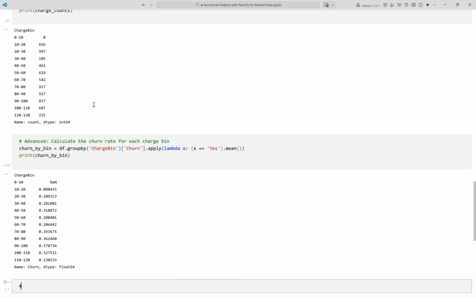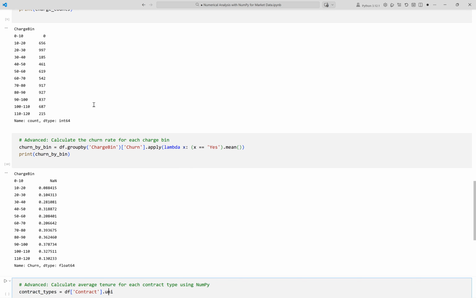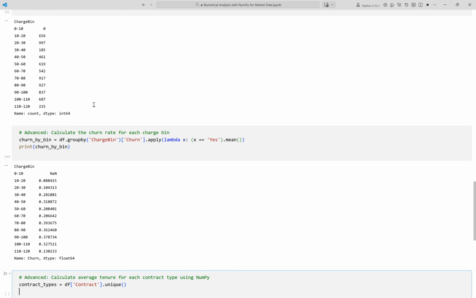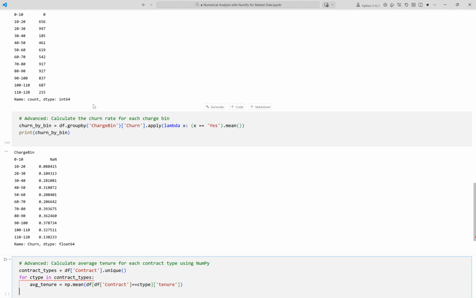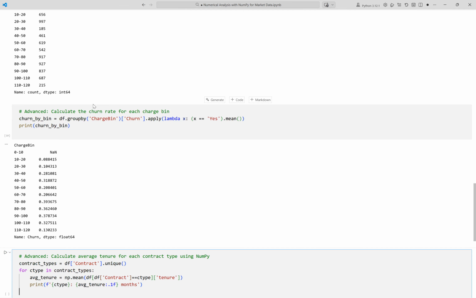Contract type may affect customer loyalty and tenure. We get all unique contract types from the dataset. For each contract type, we filter the data. The mean tenure is calculated for each contract using NumPy. These results inform which contract types lead to higher customer retention.